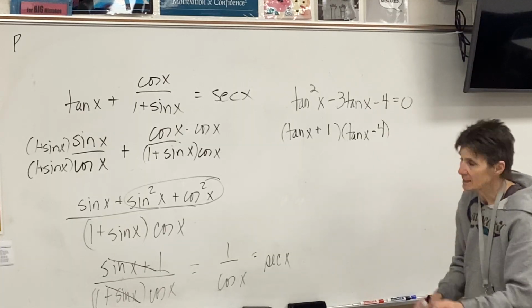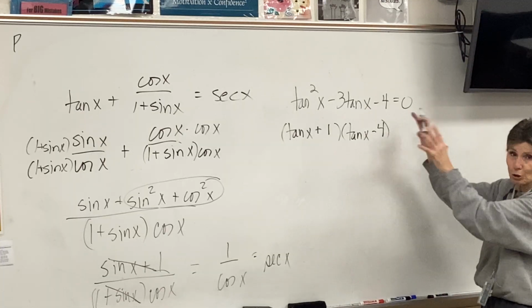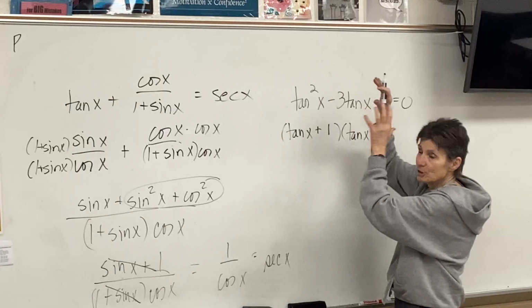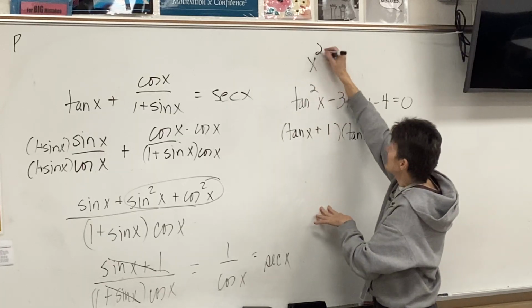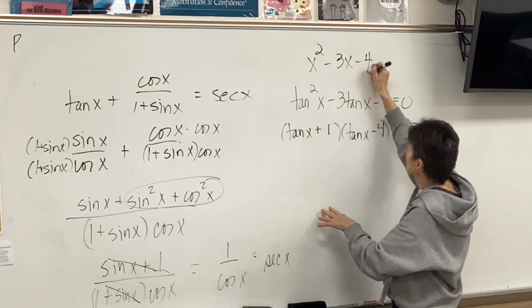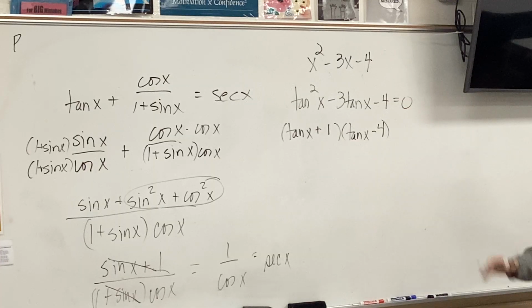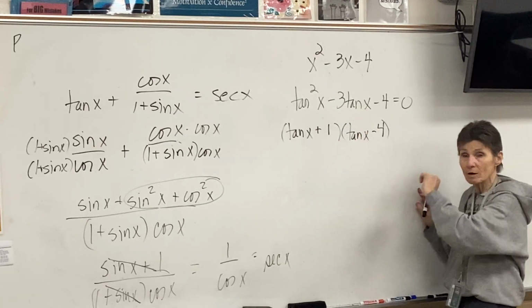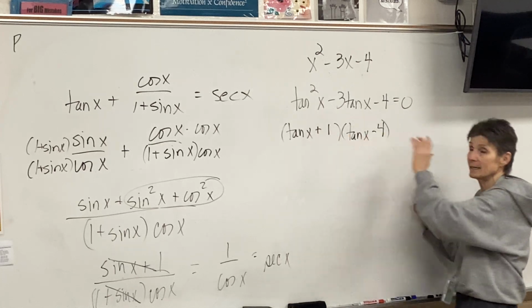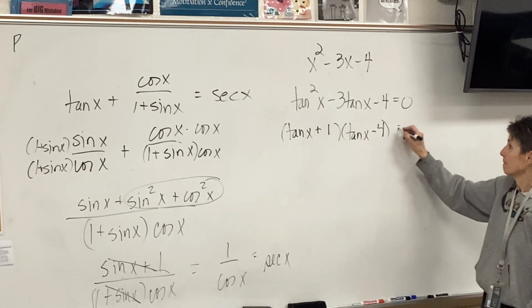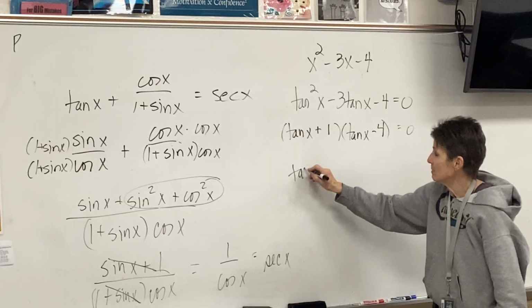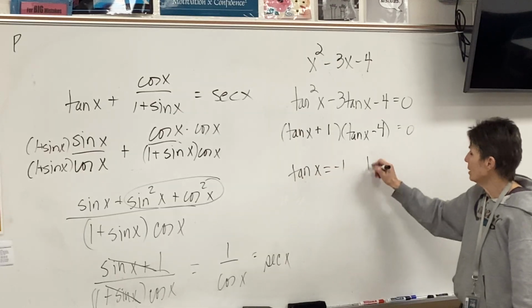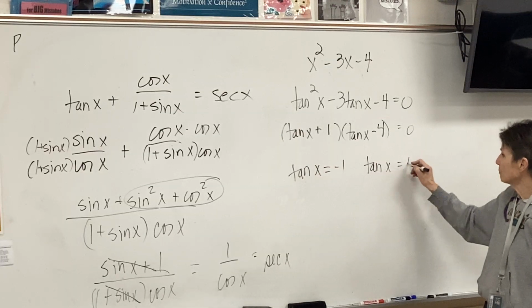As we've discussed, if that just boggles your brain, you must think of it as x squared minus 3x minus 4. That's what you got. That's the pattern that you have. Instead of x's, you have tan x's. So instead of doing x plus 1, x minus 4, it's tan x plus 1, tan x minus 4. All right, so we're going to set them equal to 0. Tangent is -1, and tangent is 4.